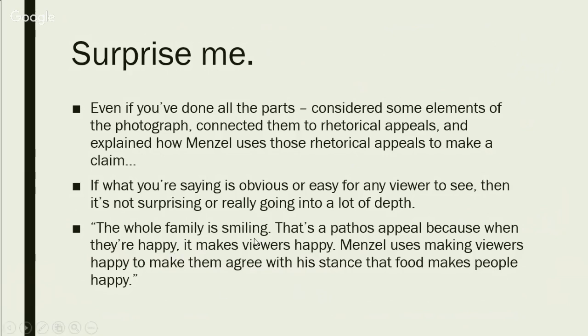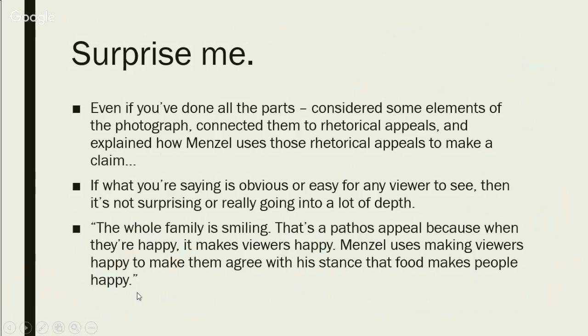So you've got the whole family is smiling. I'm already not about that because I've heard it in every single Project 2 paper ever. That's a pathos appeal because when they're happy, it makes viewers happy. Okay, well, that's fair enough. Menzel uses making viewers happy to make them agree with his stance that food makes people happy. One, that's not an interesting argument for Menzel to be making.